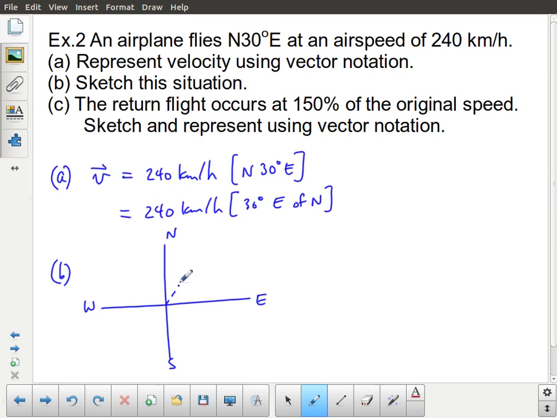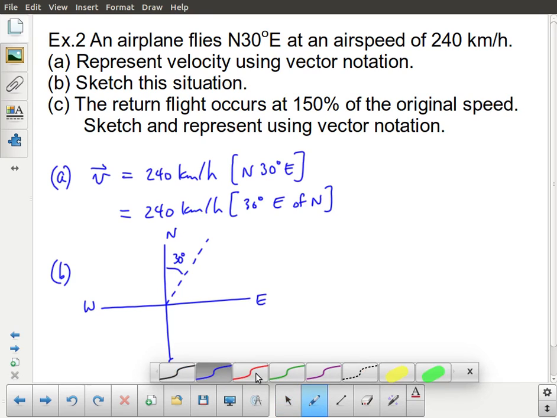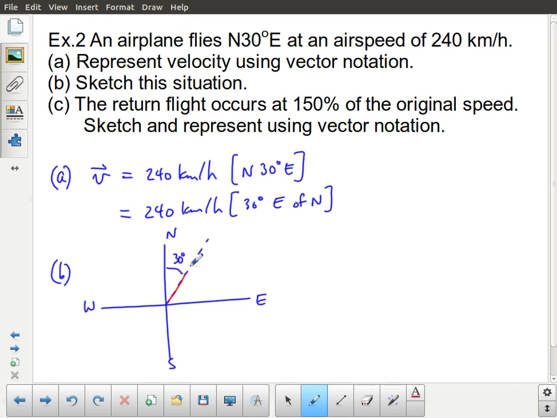We start north and then we turn 30 degrees towards the east. And then that gives us our vector. However long we choose to make that, that's up to us. So there is our vector, which is 240 kilometers per hour. Now, I don't have to put a direction here, even though it's a vector, because the direction is taken care of by the actual diagram.